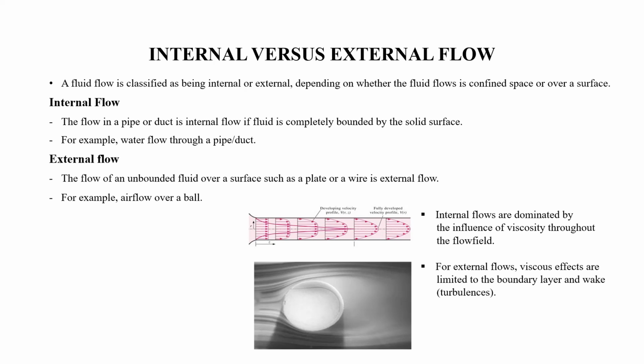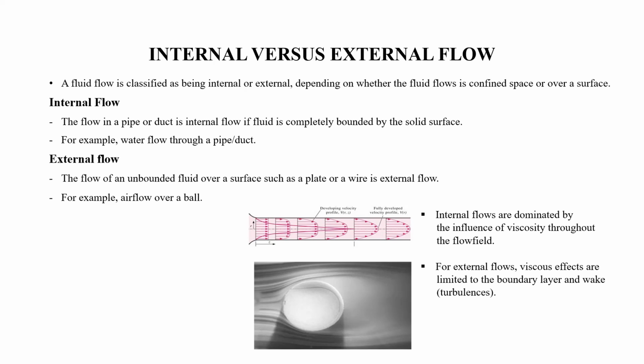The next point will be internal versus external flow. A fluid flow is classified as being internal or external, depending on whether the fluid flows in a confined space or over a surface. What is internal and external flow? Internal flow is a flow in a pipe or duct, where the fluid is completely bounded by solid surfaces. For example, water flow through a pipe or duct.